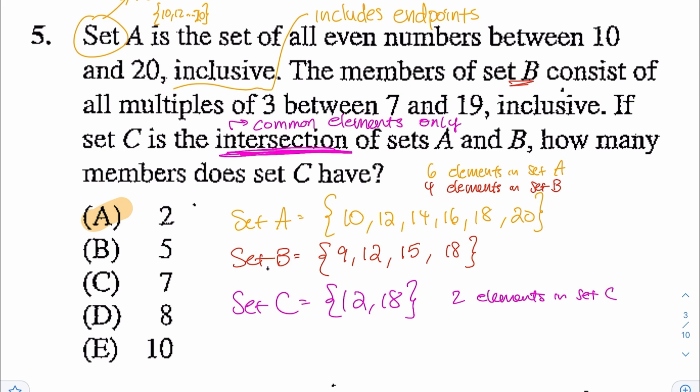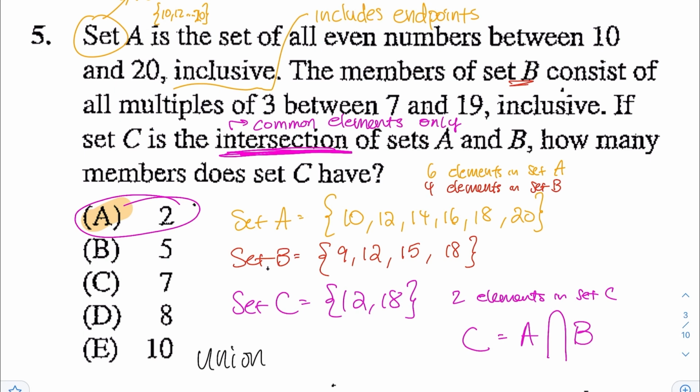So again, set C is the intersection. The symbol for that, by the way, is this upside down U. That represents the intersection. And here, you just want even multiples of 3 within the range, and that's only choice A, 2. One thing that's related to this is called the union. And the union is represented by the letter U. And in a union, it's all the elements together.